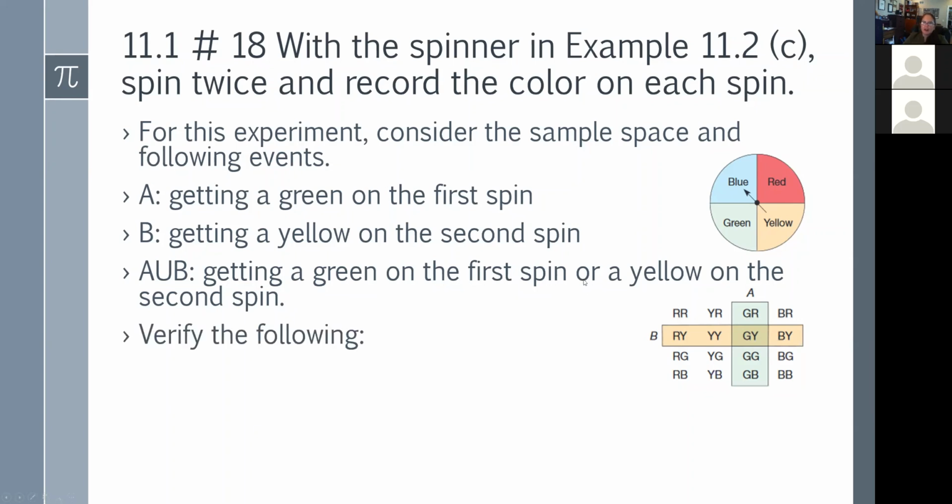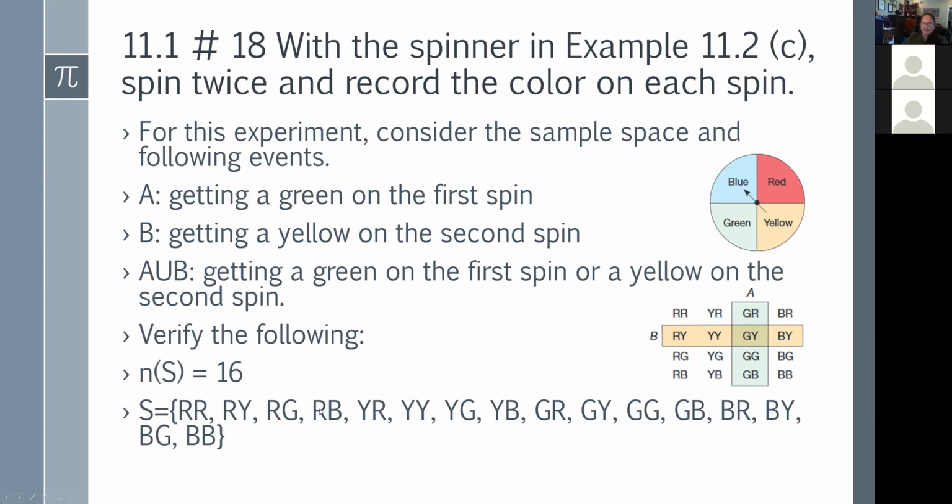It says verify the following. First, that the number of elements in the sample space is 16. So I just listed out the sample space, which is just these 16 different things that can happen. And we can see there's 4 columns and 4 rows. So there will be 16 different outcomes in the sample space.